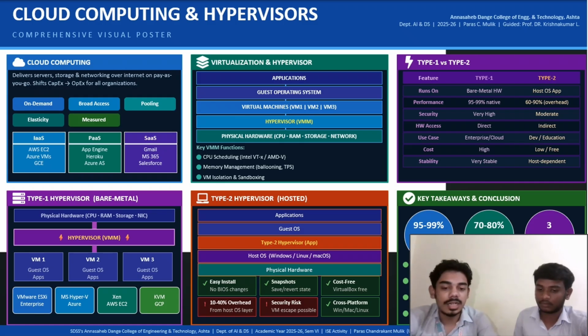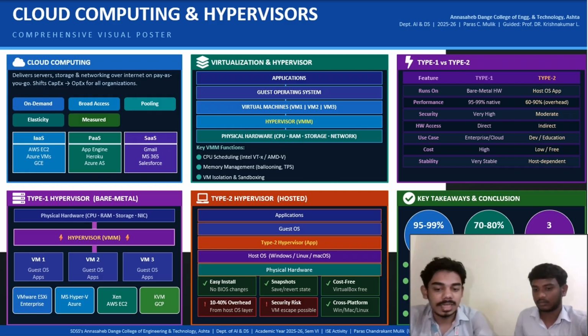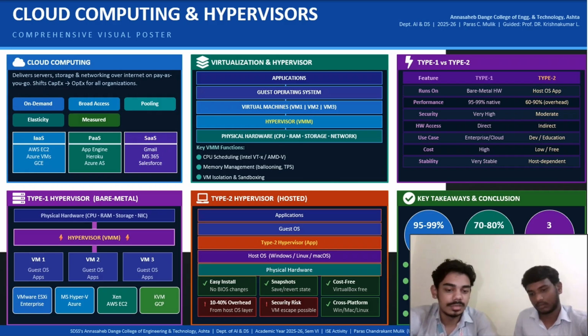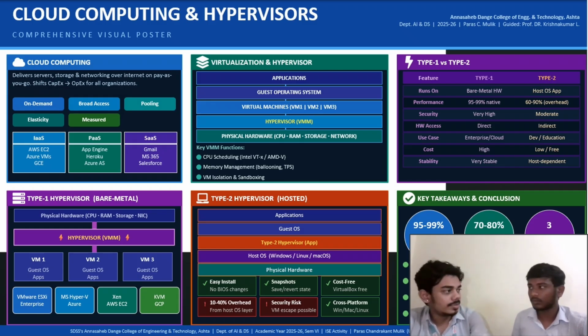Think of it like a traffic controller at a busy airport. Dozens of planes fly by, and who controls them? The controller, which is the hypervisor. Similarly, CPU time, memory, storage, input/output, and network bandwidth across all the VMs are managed, calculated, and properly structured by hypervisors.